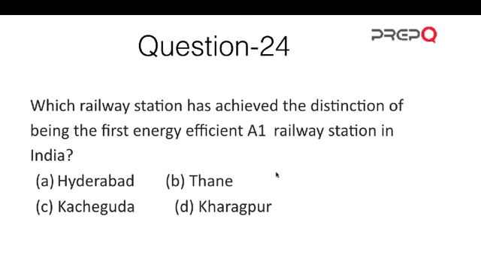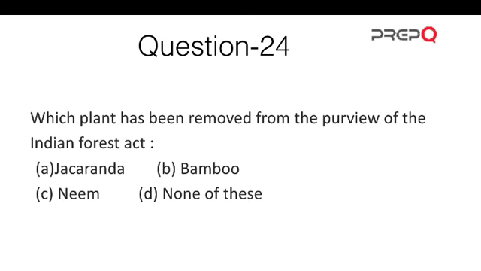Next. Which railway station has achieved the distinction of being the first energy efficient A1 category railway station in India? The correct answer is Kachiguda in Tamil Nadu. Next. Which plant has been removed from the purview of Indian Forest Act? The correct answer is bamboo, specifically because its classification is as a grass. So it's been removed from the Indian Forest Act.